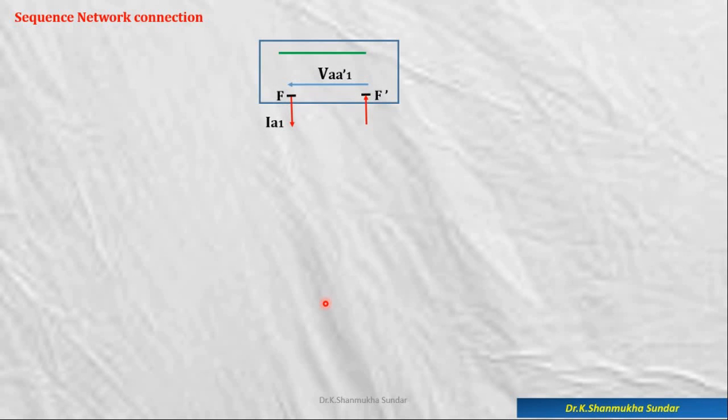Now here in open conductor faults, that is series faults, let us see first how the sequence networks are represented. Now you see this is the positive sequence network of a power system. This is your reference and these are the two ends of the faulted points, F and F dash. Is it clear? And the voltage between F and F dash is your positive sequence voltage VA dash 1.